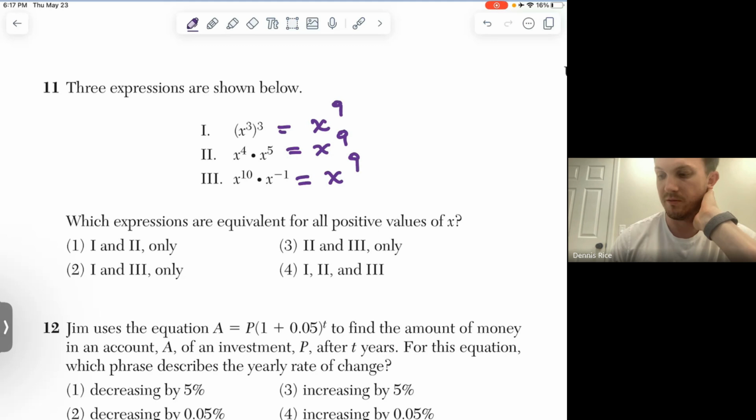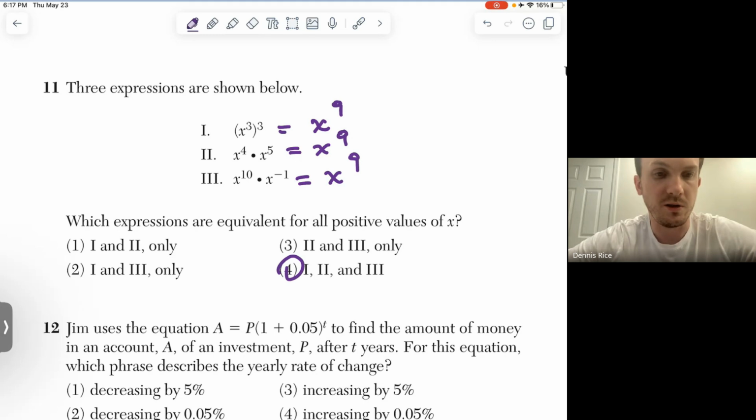So which ones are equivalent? All three. 1, 2, and 3. It only tested 2 exponent rules. Your double exponent rule, it's really called the power rule. It's kind of like distribution, you multiply. And then your product rule where you add exponents. You add exponents for like bases. 1, 2, and 3 for number 11.